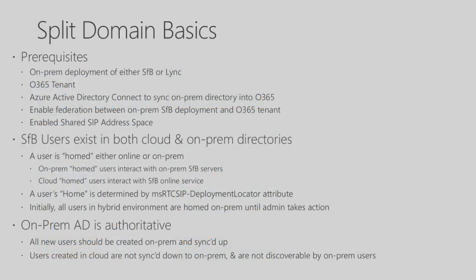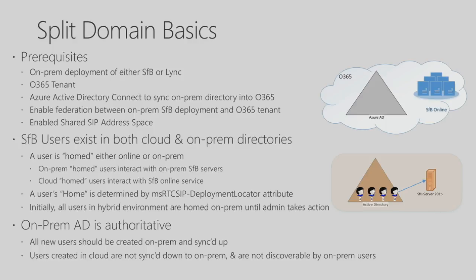So let's dive into split domain and talk about some basics and what it means for how you set it up. The first thing is you're starting out with your on-prem deployment, right? I use triangles to represent AD forests, and you've got some Skype for Business deployment. I wrote 2015, it could be Lync 2013, even 2010, and there are my users. The first thing I'm going to do is go get an O365 tenant. There's Azure AD up there, and there's Skype for Business up there along with Exchange and SharePoint. But right now I'm not using it. I just have a tenant.